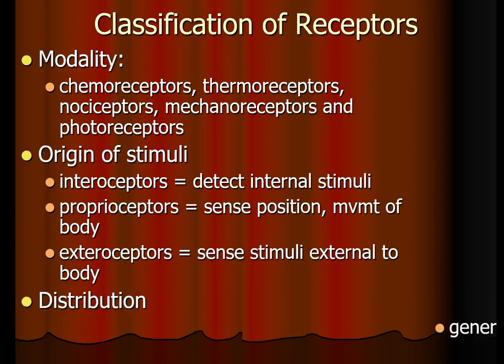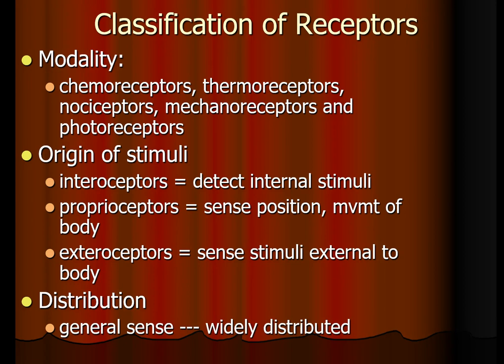Distribution of these. So we have what are called general sense receptors that are widely distributed. These types of receptors are found in the skin. They're found in the joints and the muscles. A lot of them concentrate in areas where we want to get these general senses. Touch, feeling things. Your face, your hands, your feet have lots of these types of receptors, widely distributed throughout the body.